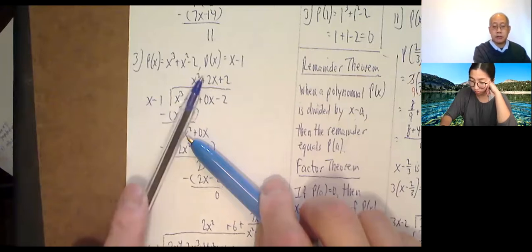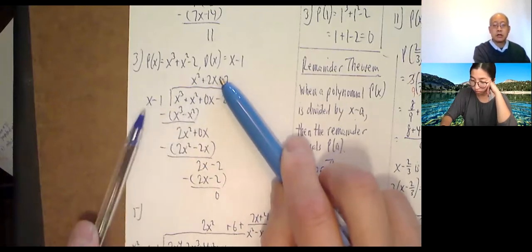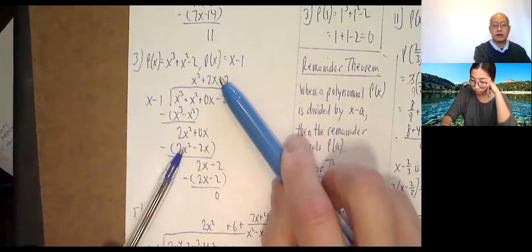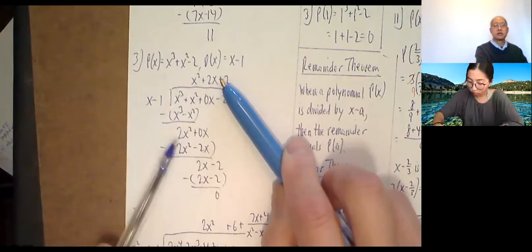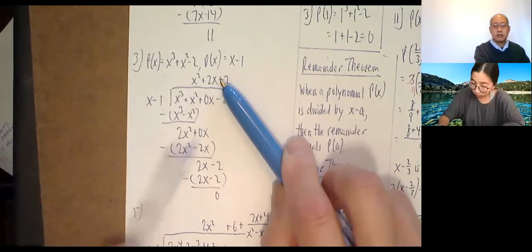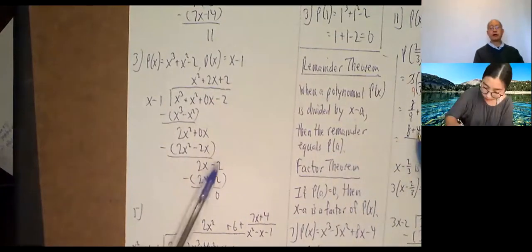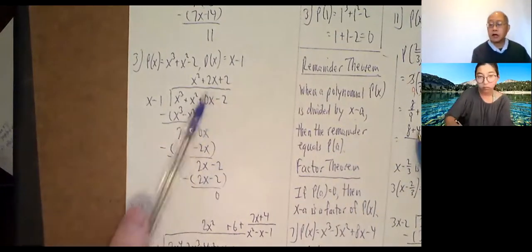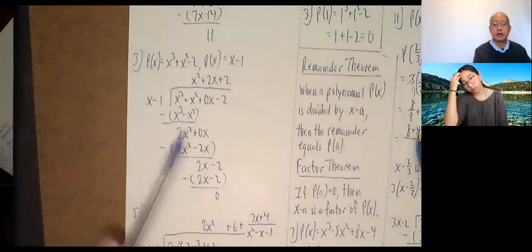2x. So plus 2x. Now you take 2x times this whole thing. 2x times x is 2x squared. 2x times negative 1 is a negative 2x. Subtract. That's gone. 0 minus a negative 2x is a positive 2x. Bring down the negative 2. You just keep going until you run out, just like when you did long division of numbers, right? You just keep going until you run out of stuff.